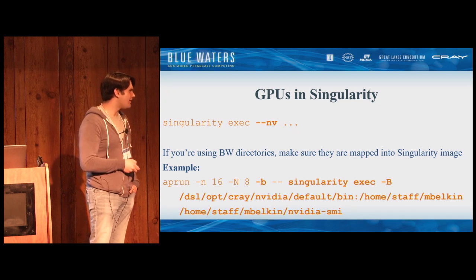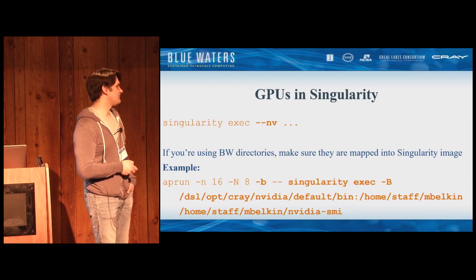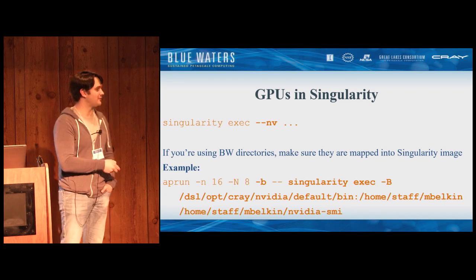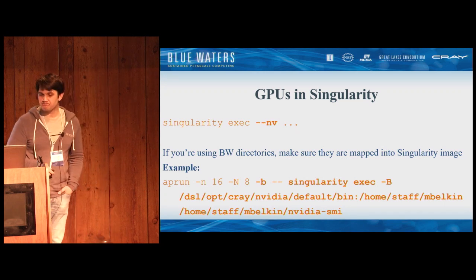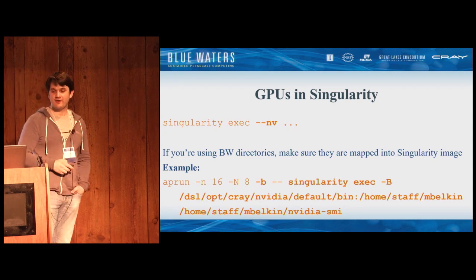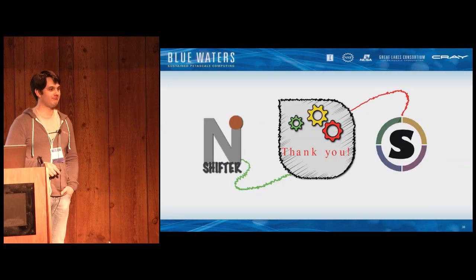And again, I skipped the --nv flag. I apologize. That --nv flag has to be in that line there. That's it. So Singularity supports MPI by default, and thank you very much.